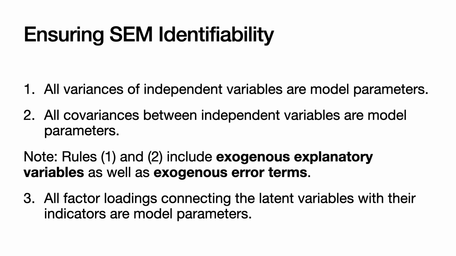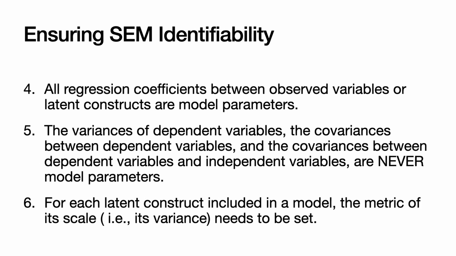Rule 3 says, all factor loadings connecting the latent variables with their indicators are model parameters. Rule 4 says that all regression coefficients between observed variables or latent constructs are model parameters. Rule 5 says that all variances of dependent variables, the covariances between dependent variables, and the covariances between dependent variables and independent variables are never model parameters. And finally, Rule 6 says that for each latent construct included in a model, the metric of its scale, that is its variability, needs to be set.